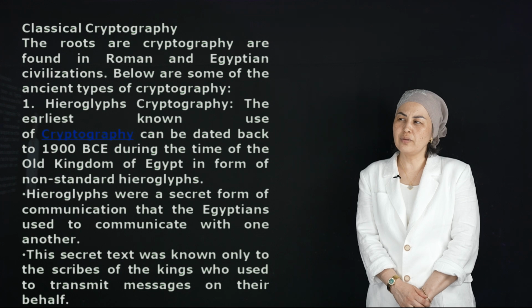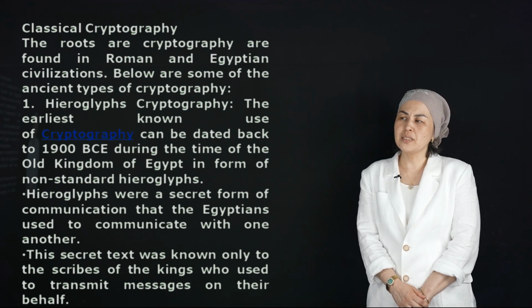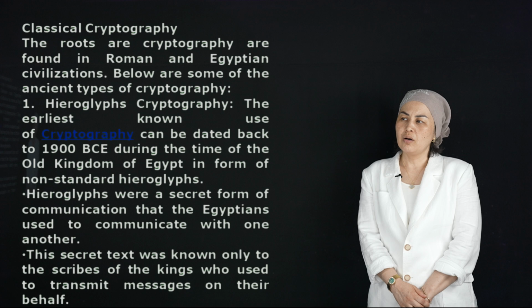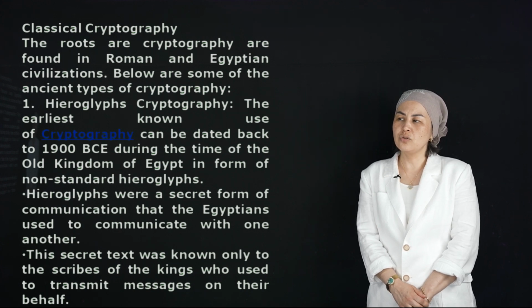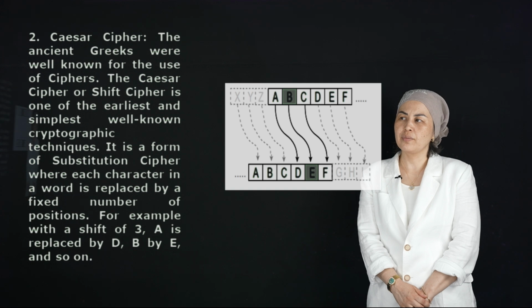Hieroglyphs cryptography. The earliest known use of cryptography can be dated back to around 3000 BCE, during the time of the Old Kingdom of Egypt, in the form of non-standard hieroglyphs. Hieroglyphs were a secret form of communication that the Egyptians used to communicate with one another, and this secret text was known only to the scribes of the kings who used to transmit messages on their behalf.